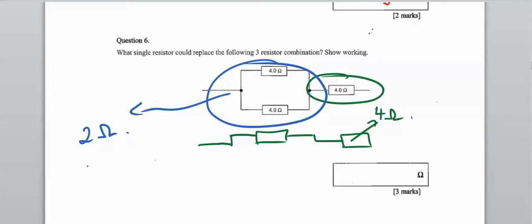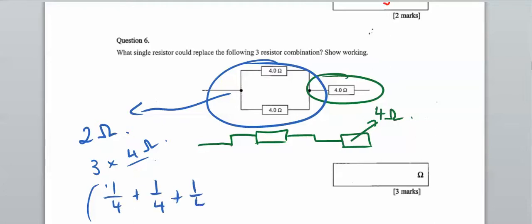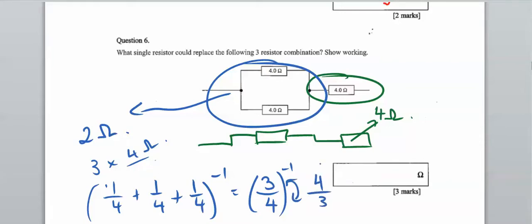Now, if I had 3 4-ohm resistors, I could also tell you that it's going to be 4 divided by 3. Or, if we do it the long way, we have 1 over 4 plus 1 over 4 plus 1 over 4, to the power of -1. Well, 1 over 4, 3 times, is 3 over 4. The -1 just means that we're switching these around. So that's going to be 4 over 3. So you can obviously have more than 2.